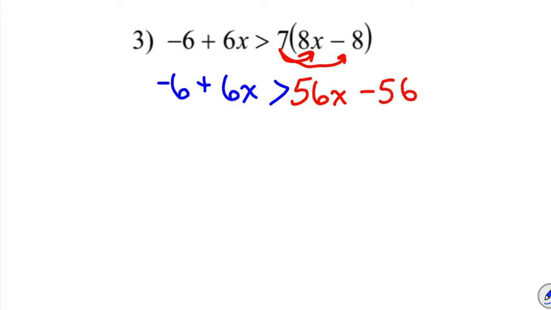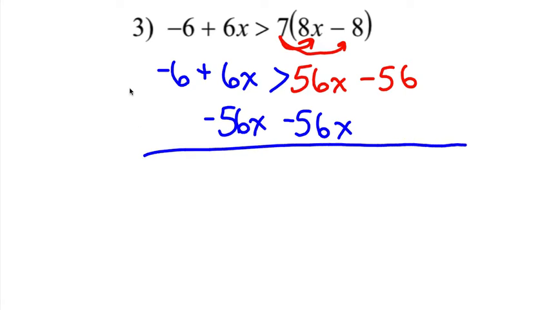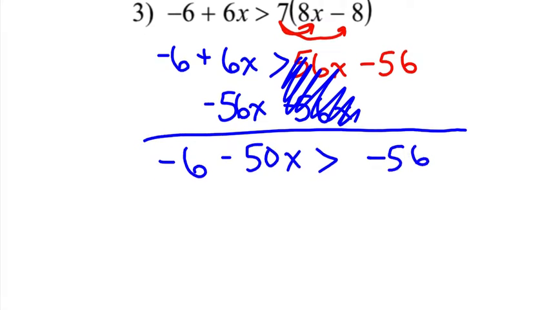Now you can do these following steps multiple ways, but what I like to do is move my variable to the left, and I'll explain why here in a second. So subtract 56x from both sides. 56 minus 56 is 0. Left-hand side is negative 6. We get minus 50x is greater than negative 56.